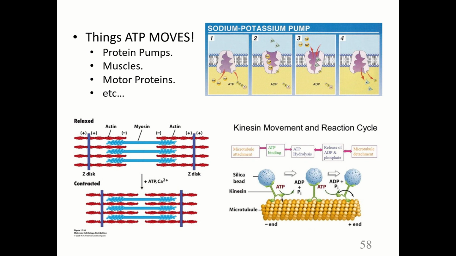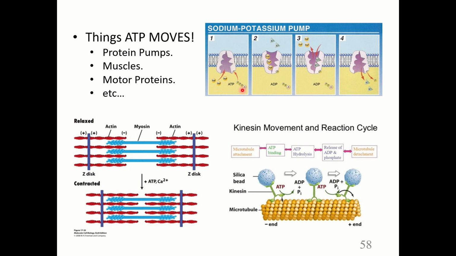ATP powers the movements of molecules in the body, particularly protein pumps, muscles, and motor proteins. In this first illustration, we see the sodium-potassium pump. Remember how I said sodium and potassium are going to be seen together throughout the course of this study?